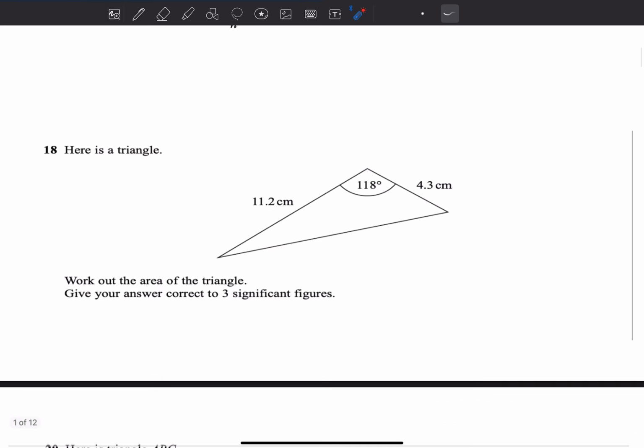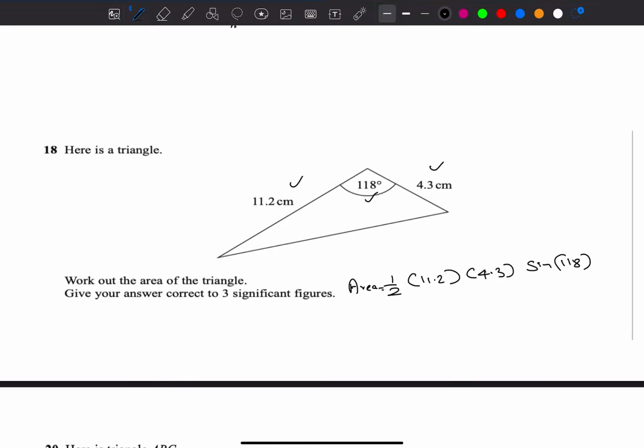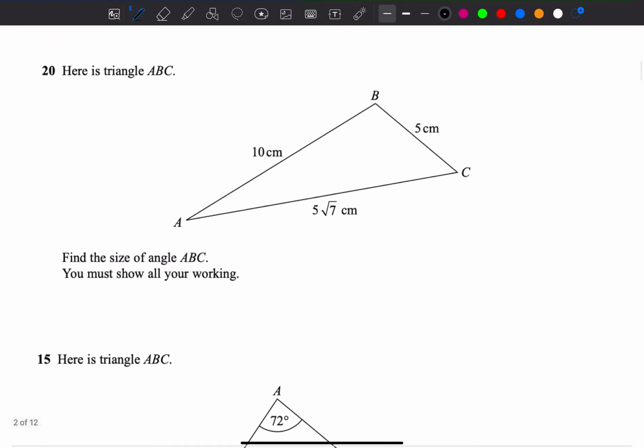Okay. Next one, area of triangle. That's easy. Half AB sine C. You know the area formula. Half AB sine C. This is your angle, and either sides are here, isn't it? Half AB is 11.2, 4.3 sine 118. Answer to 3 significant figures, which gives you 21.3 centimeter squared.